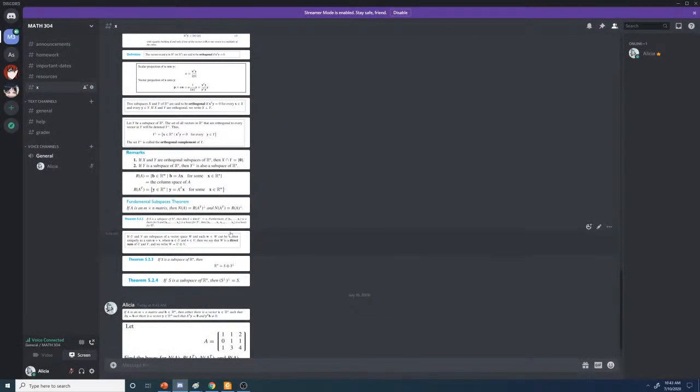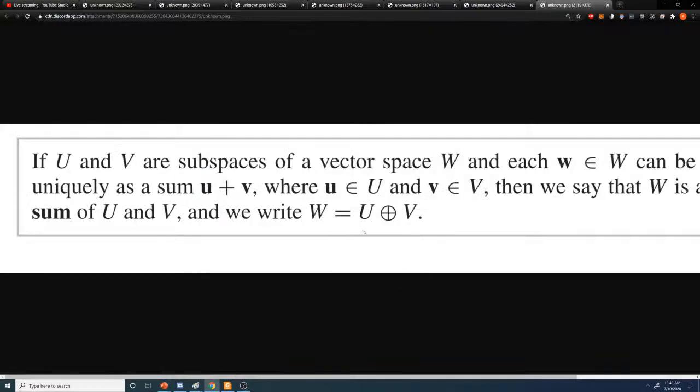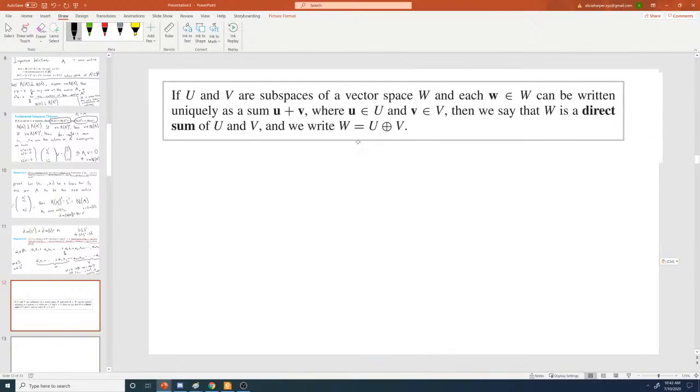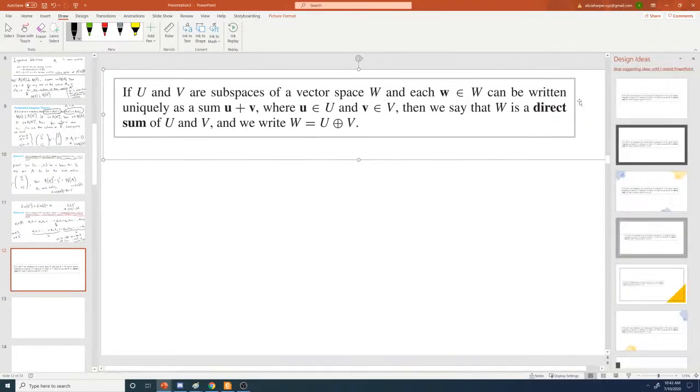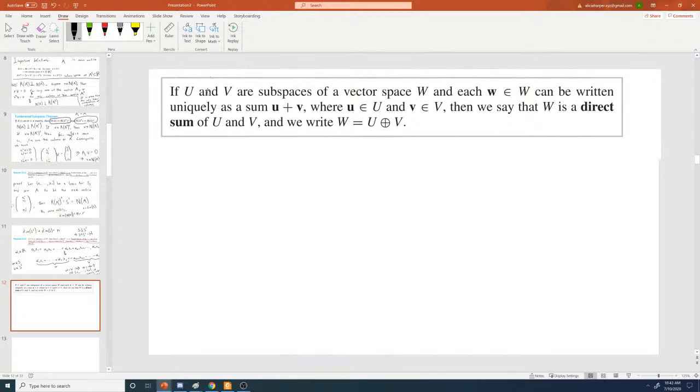Now here is our next main result. But to do it I have to give a definition first. So I have to define the notion of a direct sum. The direct sum is a construction that takes two vector spaces, U and V, and produces a third vector space. Here's how it goes.